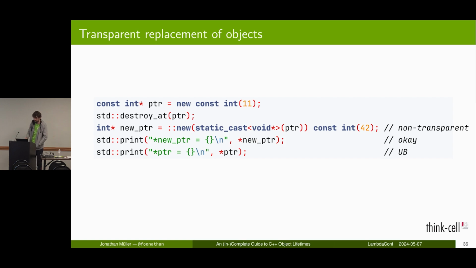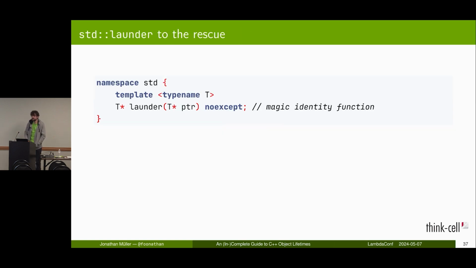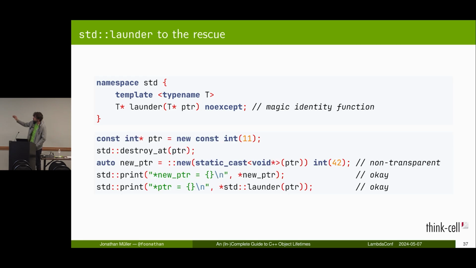Now we can fix that by using std::launder. std::launder is a magic identity function. It takes a pointer and returns a pointer, but it magically makes it okay. So when we launder our pointer, we're now allowed to dereference it. Because the laundered pointer sort of indicates to the compiler, hey, this might have changed, please reload it.